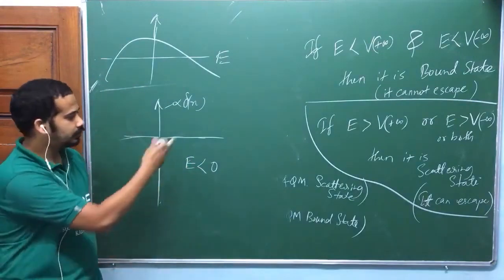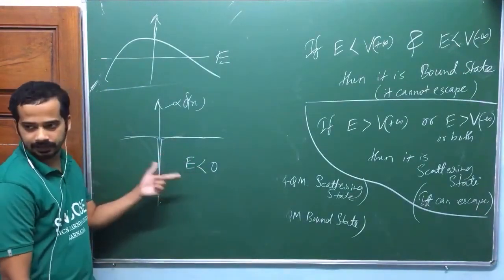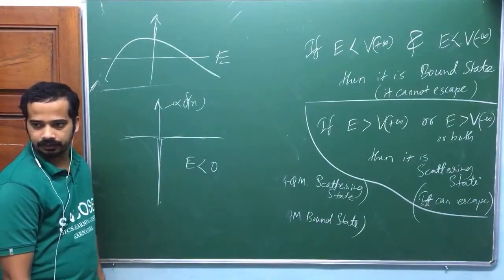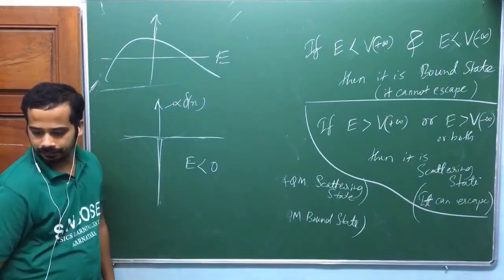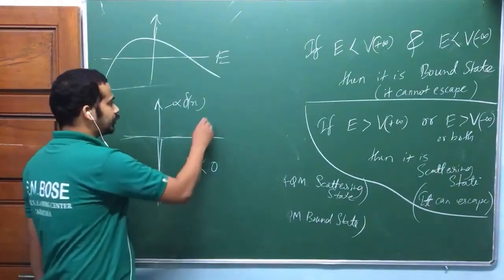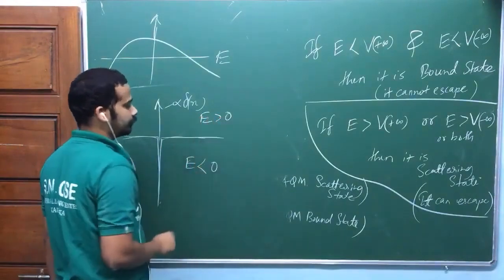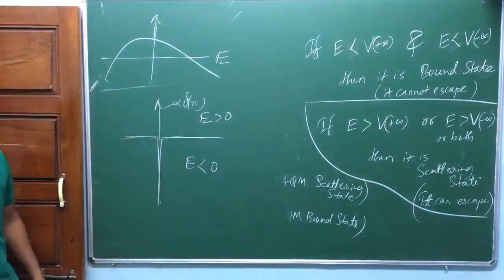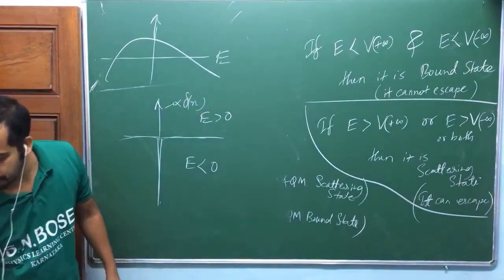Isn't it? E is less than the potential at plus infinity or minus infinity. This was the bound state. Are you getting my point? So in this situation, if E is greater than 0, then what is that one? Scattering state. That's what is given in Griffiths.